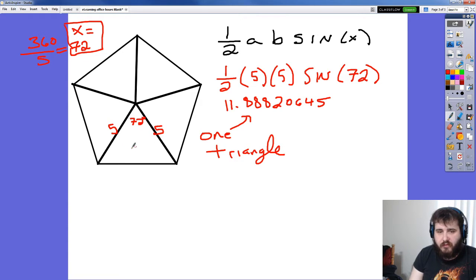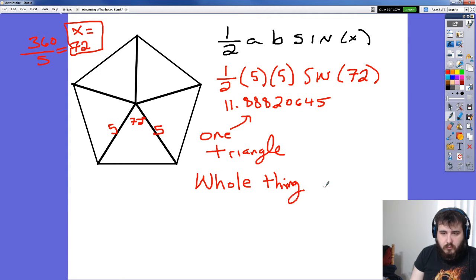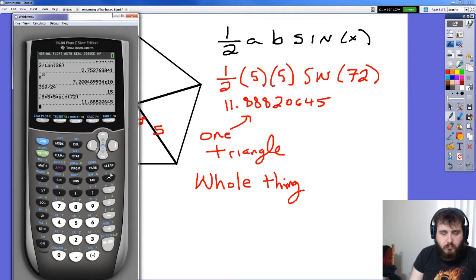So the thing of it is, I look and I see how many triangles I actually have. I've got a pentagon, so I've got 1, 2, 3, 4, 5 triangles. So in order to get the whole thing, I've got to multiply by how many triangles there are. In this case, 5. So I'm going to take this guy, multiply by 5 since there are 5 triangles, and I get 59.44103227.